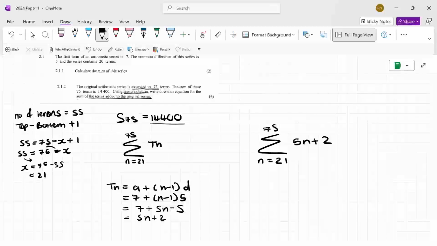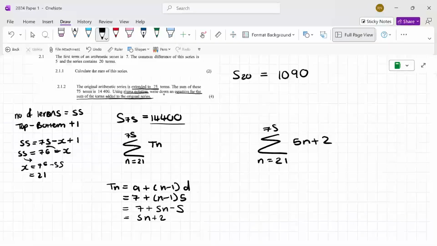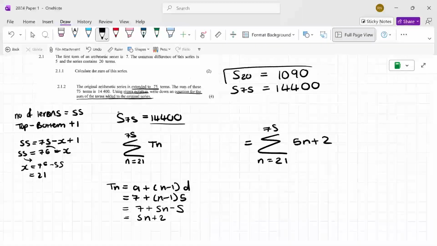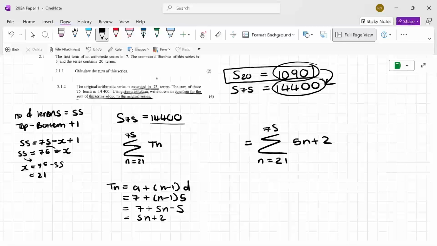So the question itself is asking us to write in sigma notation the equation for the sum of the terms added to the original series. The first 20 terms were equal to 1090. Then we added some to get to 75 terms, and that gave us 14400. We want to write an equation to show the terms that were added to this initial one that got us to the 75. Now, if 75 terms is equal to this and 20 terms is equal to this, how much did I add from 20 to 75?